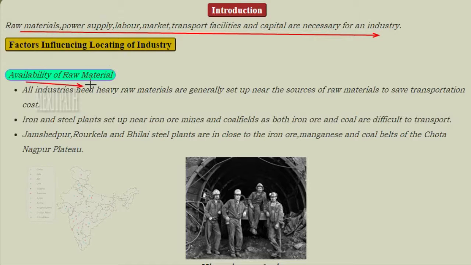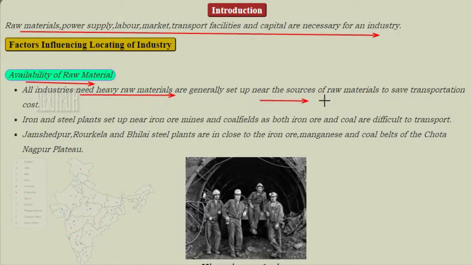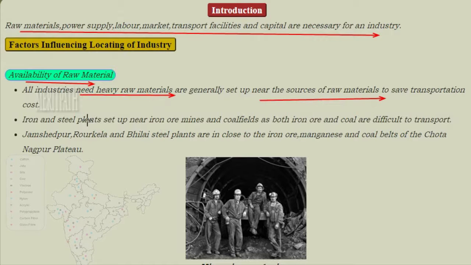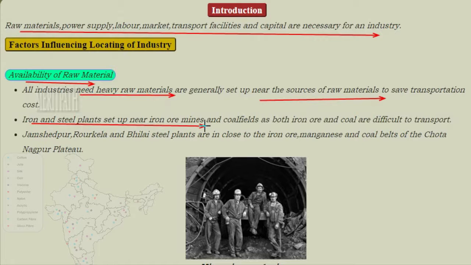Availability of raw materials. All industries need heavy raw materials and are generally set up near the source of raw materials to save transportation costs. Iron and steel plants are set up near iron ore mines and coal fields, as both iron ore and coal are difficult to transport. For example, the Jamshedpur, Rourkela and Bhilai steel plants are close to the iron ore, manganese and coal belts of the Chota Nagpur plateau. Below is an image of miners in coal mines.